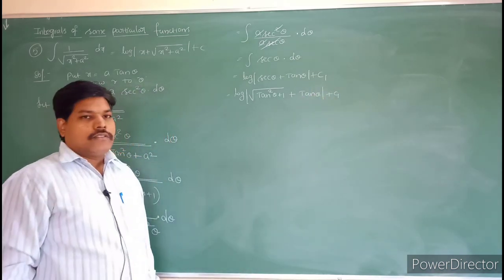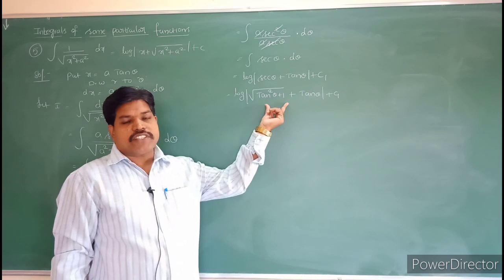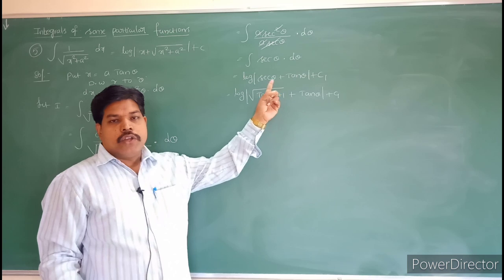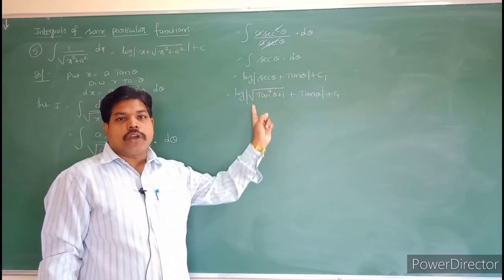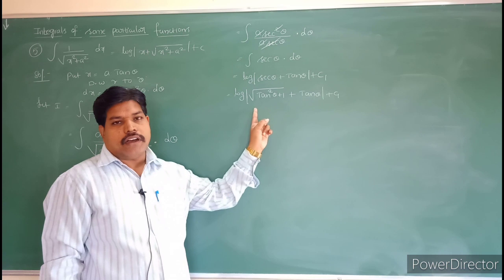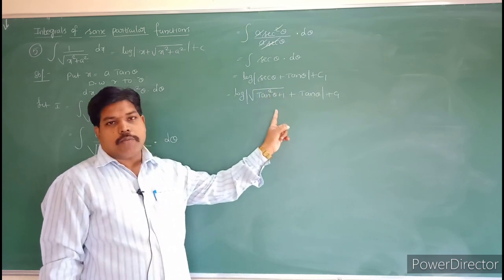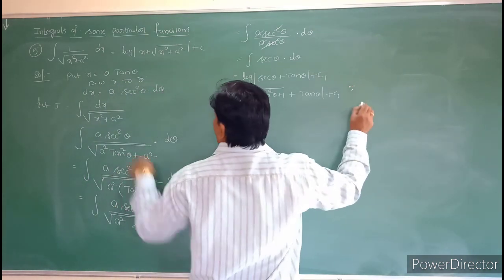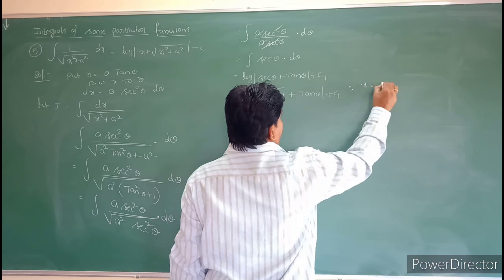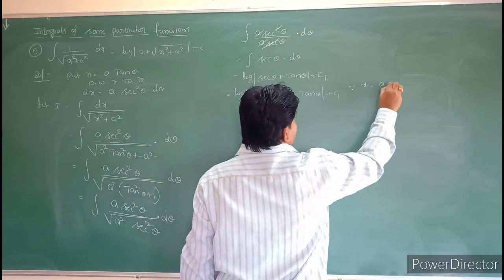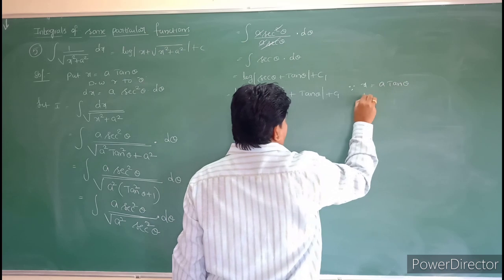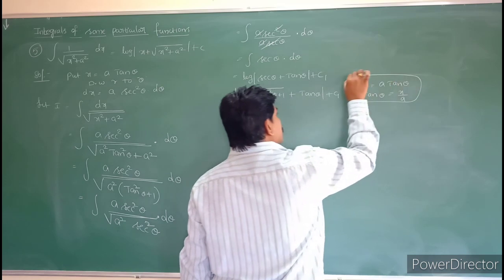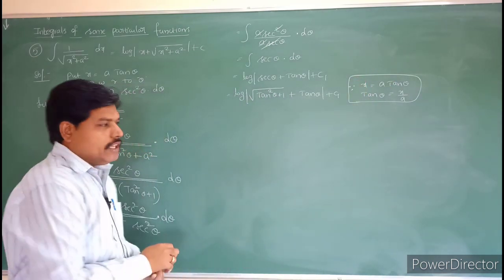See, students, what is 1 plus tan square theta? 1 plus tan square theta is secant square theta. Secant square and the root will be cancelled, you will get secant theta. So secant theta you can write as the square root of 1 plus tan square theta. And here, already what we have taken is x is equal to a tan theta, that implies tan theta is equal to x by a. You can replace the value here.